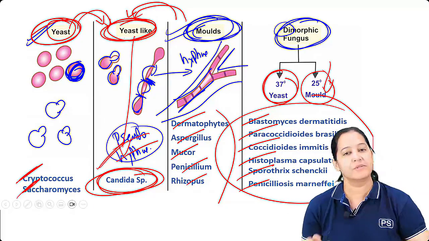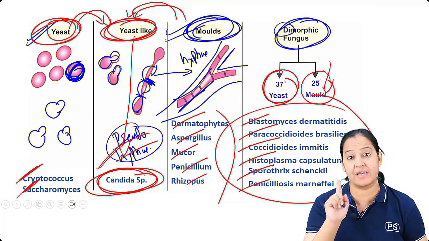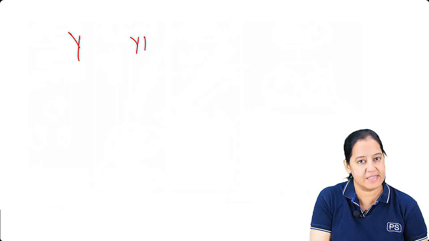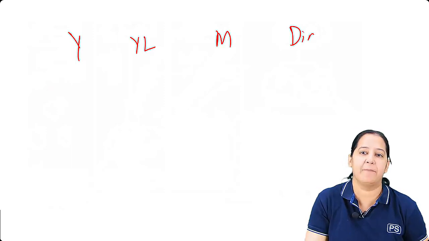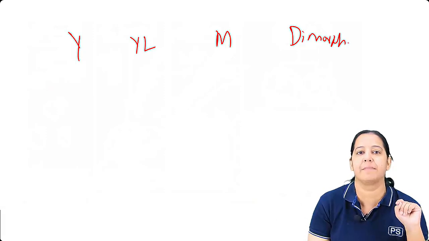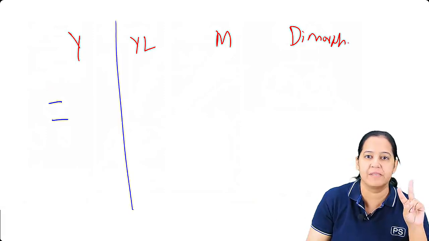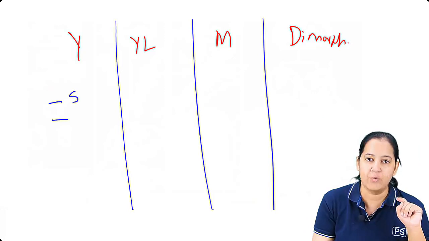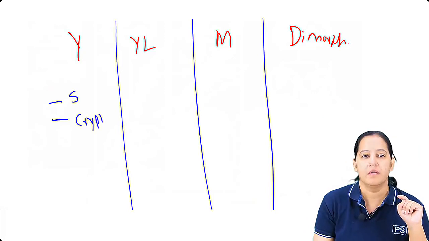Anyways, this is the classification we have read. This is the first classification, and it is done: yeast-like, mold, and dimorphic. Diagram-wise, you got it. I want you to learn the examples. In the yeast, we have only two examples. What are the two examples? Ma'am, Saccharomyces and Cryptococcus. Crypto and Saccharo.